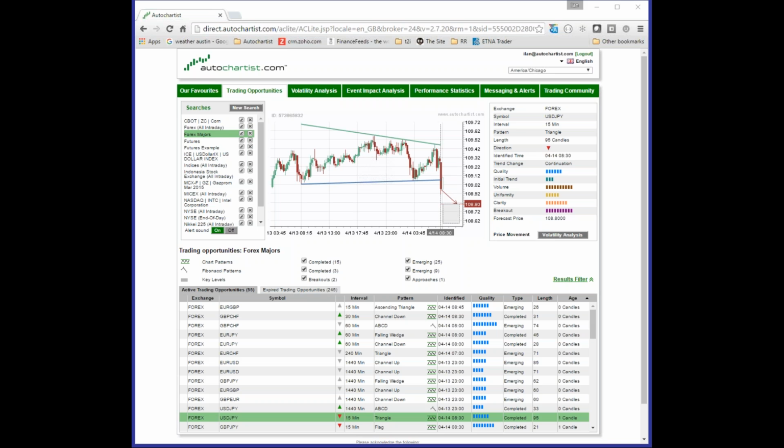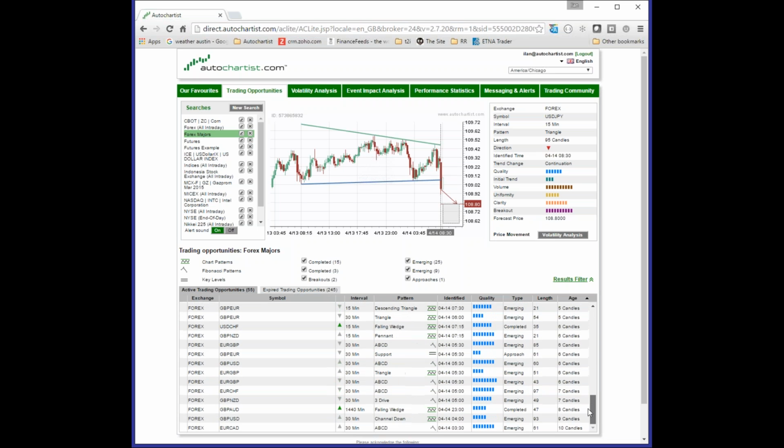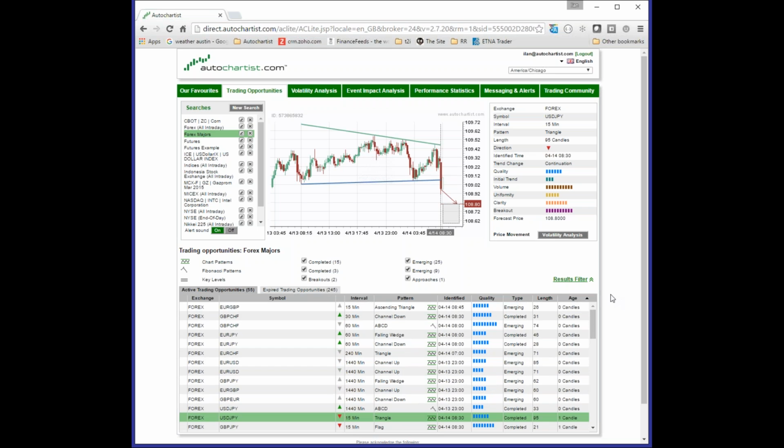So if any of you have used Autochartist before, you'll notice that if you're on the trading opportunities section of the Autochartist web application, there are really a huge amount of trading opportunities listed on the bottom. One of the key problems with any trading strategy is placing too many trades, and how do you actually filter down to the trades that you really want to take?